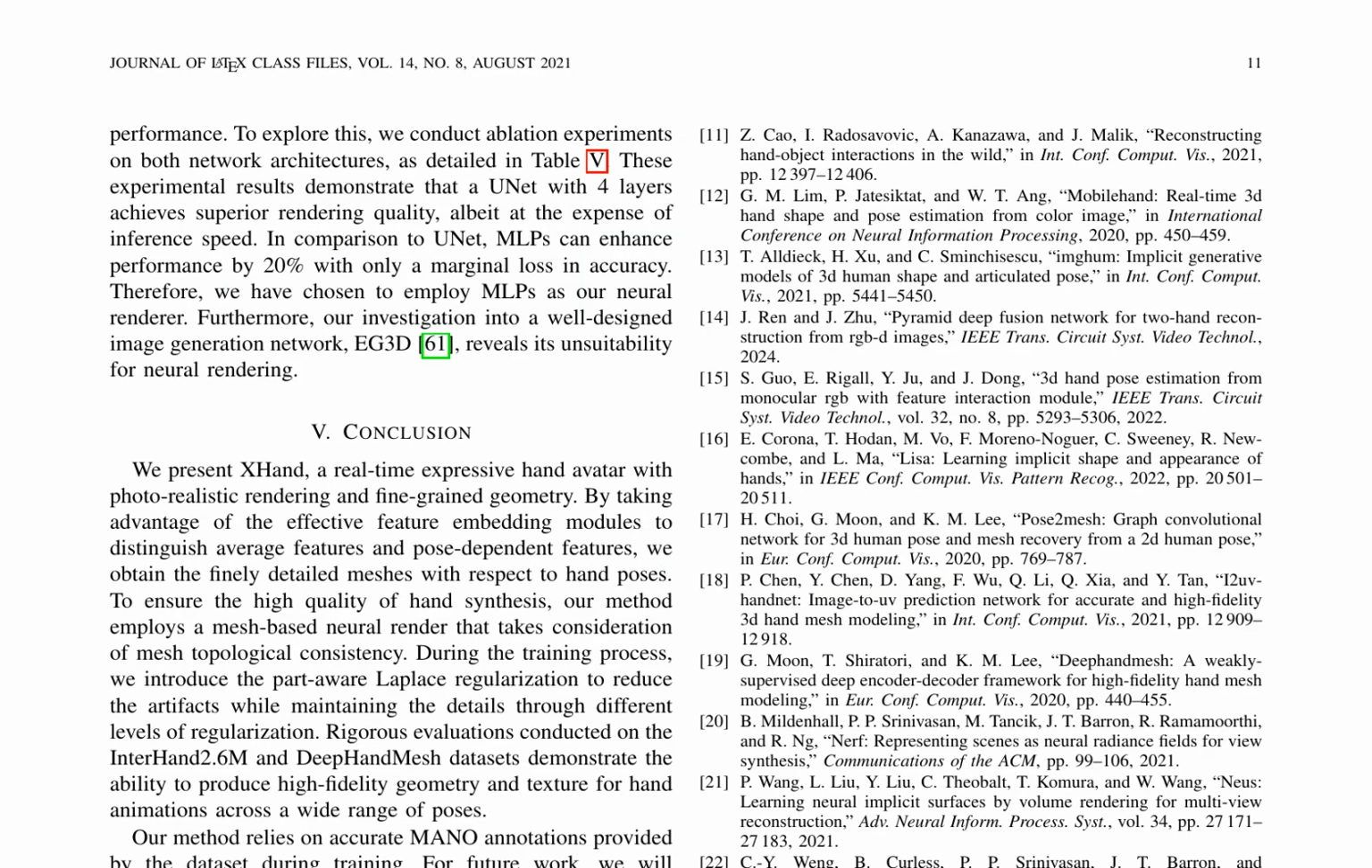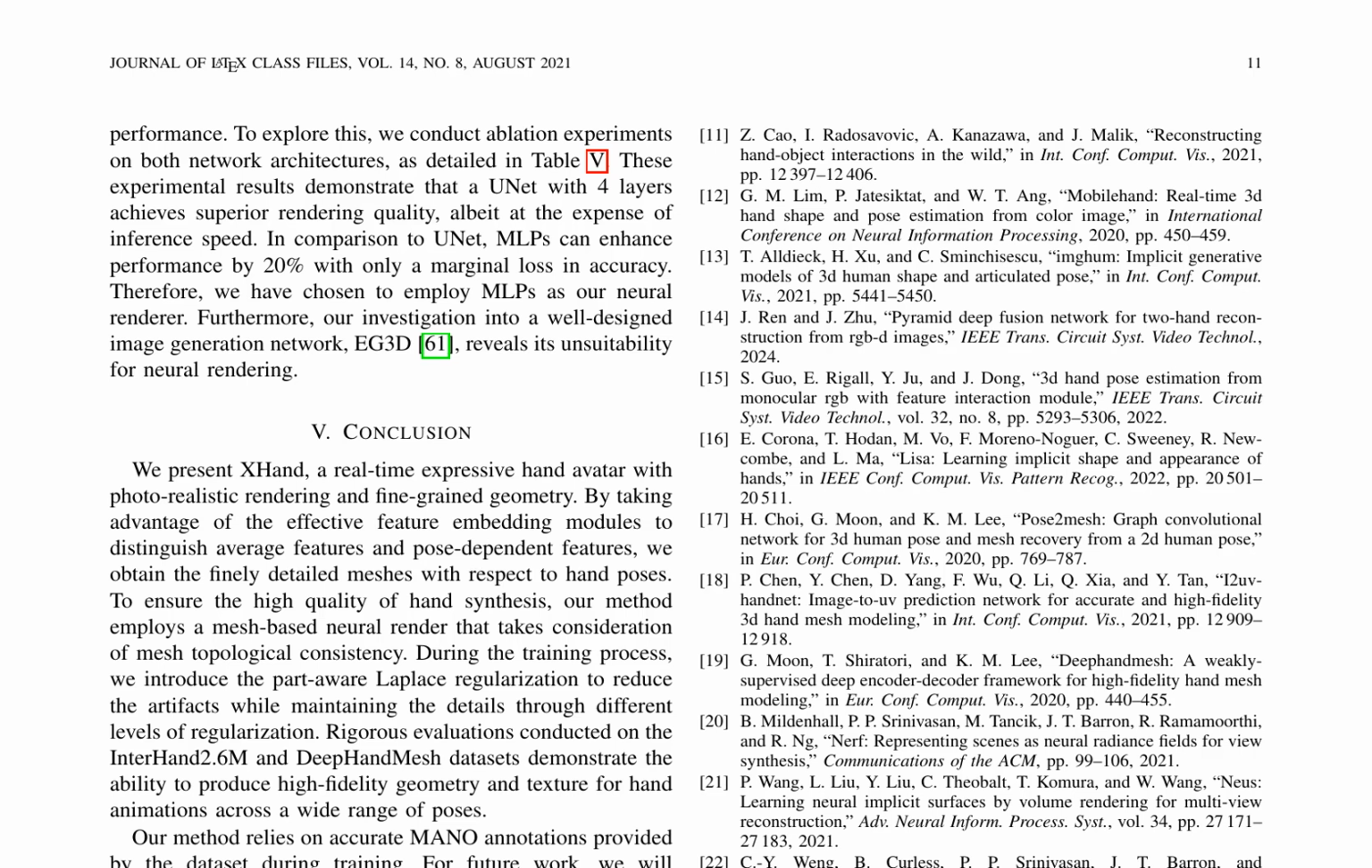XHand is a real-time expressive hand avatar system that achieves photorealistic rendering and fine-grained geometry. The method utilizes effective feature embedding modules to distinguish between average features and pose-dependent features, resulting in finely detailed meshes that accurately capture hand poses. A mesh-based neural renderer is employed to ensure high-quality hand synthesis, maintaining mesh topological consistency.